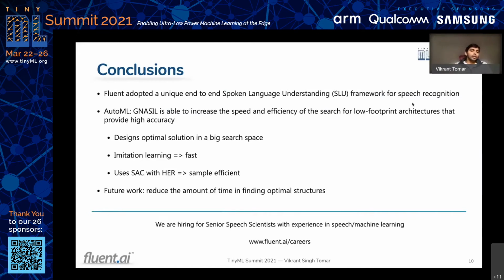It is an early work. There's a lot to be done on GNASIL still. For example, it still takes a lot of time to find these new architectures. The beam width is something we are still playing with. Maybe we are pruning too early for some of the architectures, so maybe the greedy method is not the best way. So there is a lot of future work that we're undertaking on this. So that's all in terms of this work.